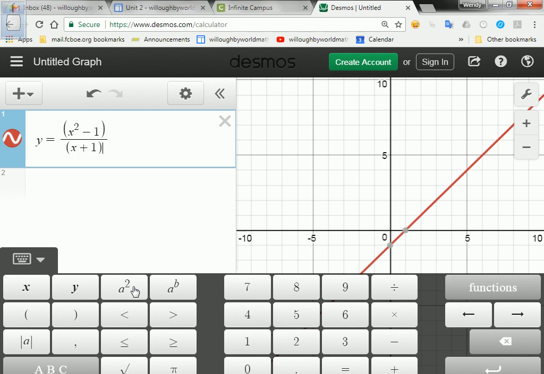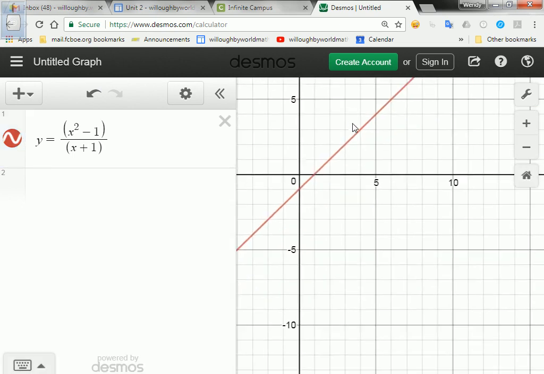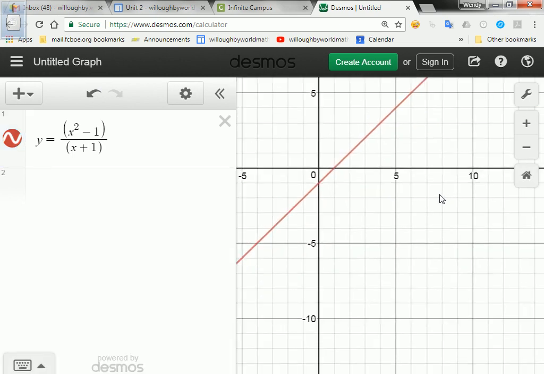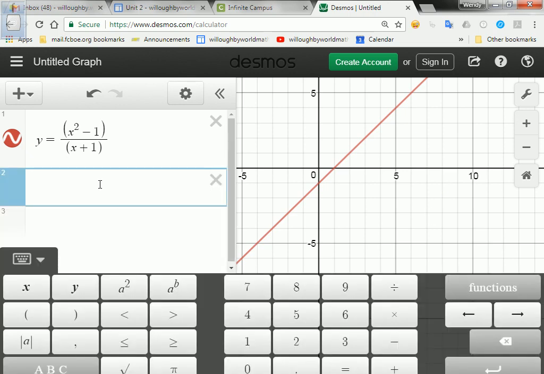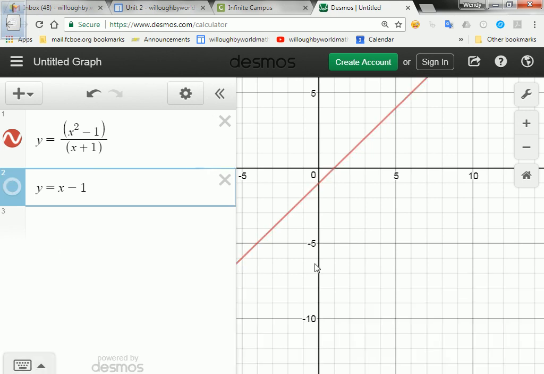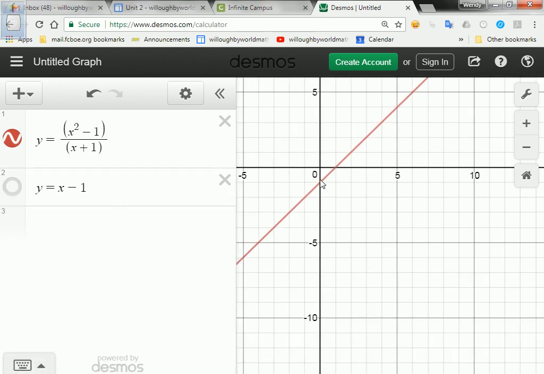Okay. Now, did you see how when I just had the numerator, it was a parabola? And then when I added the denominator, it turned into a line. Why do you think that happened? Because what does this simplify to? X minus 1, doesn't it? I'm going to type that over it. Didn't my first function disappear? Yeah, but there's something interesting about this line.